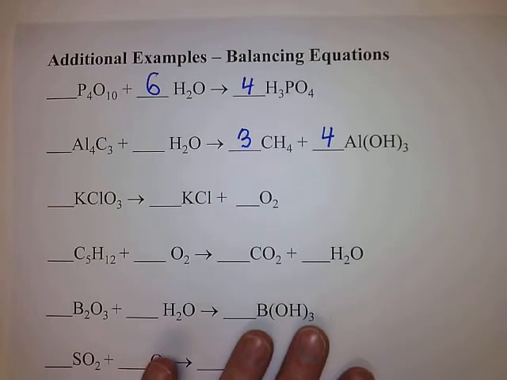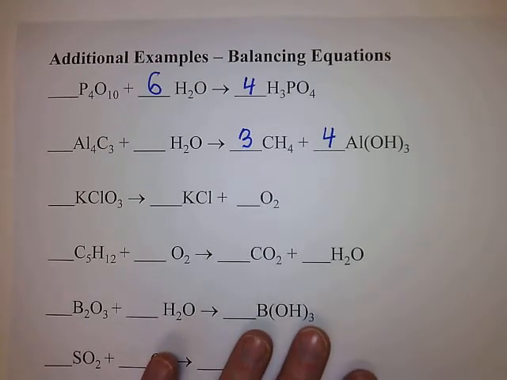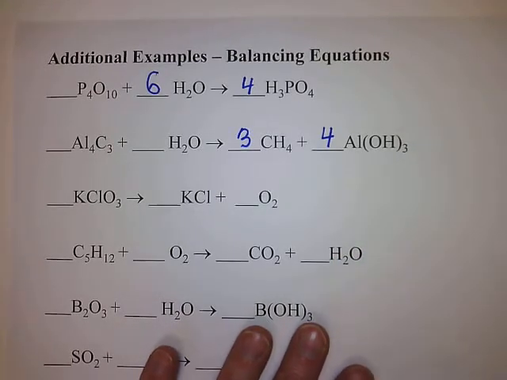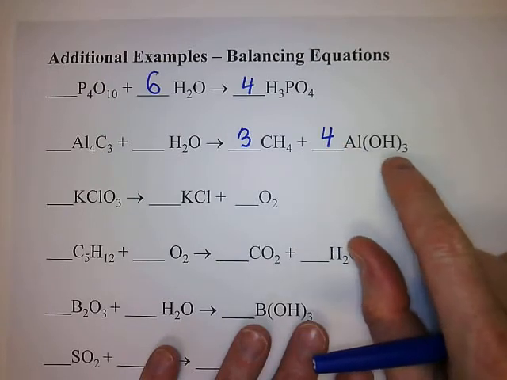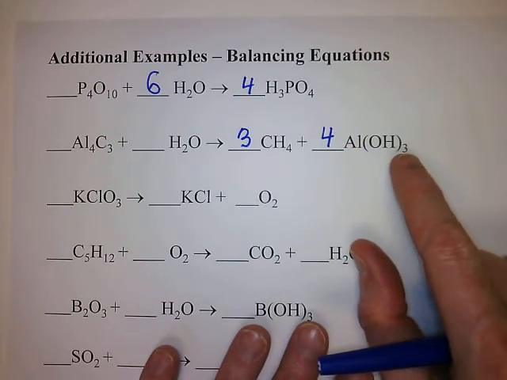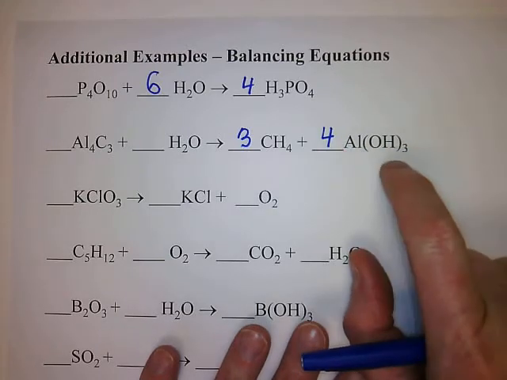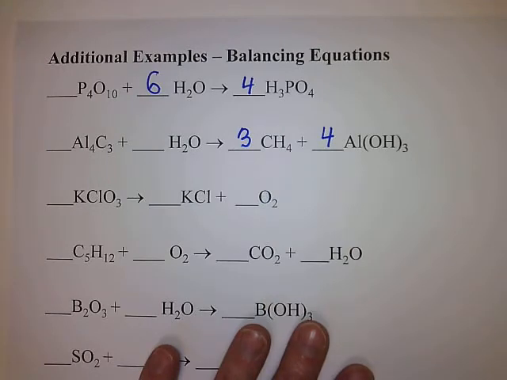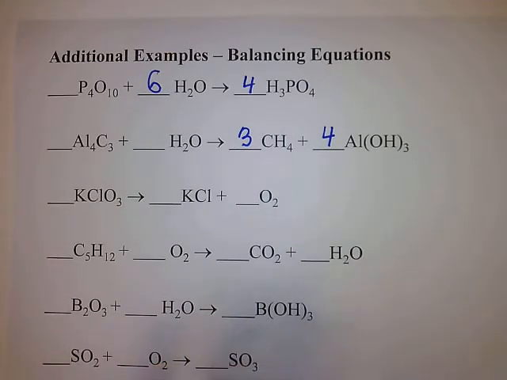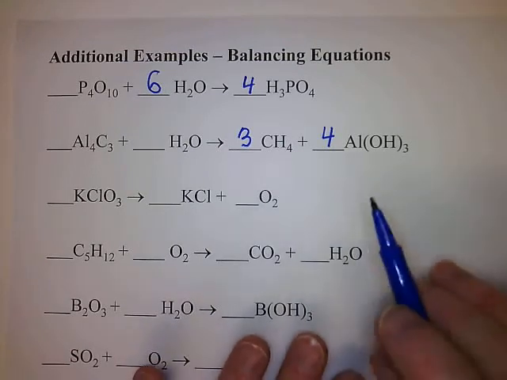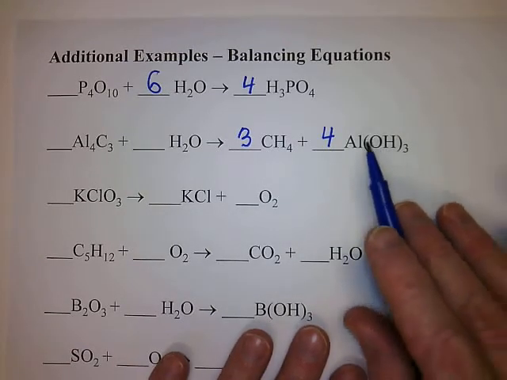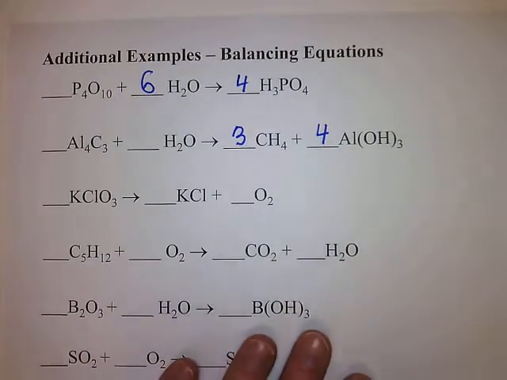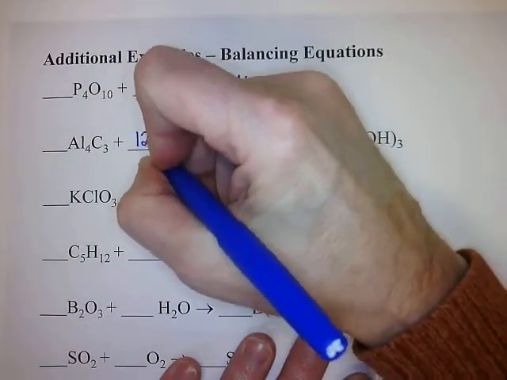And so lastly, it comes down to balancing the water. That 4 operates on this entire formula. So really, we have 12 hydrogens here, and 3 times 4 is 12 hydrogens there. So to make the equation balance, we would have to put a 12 in front of the water.